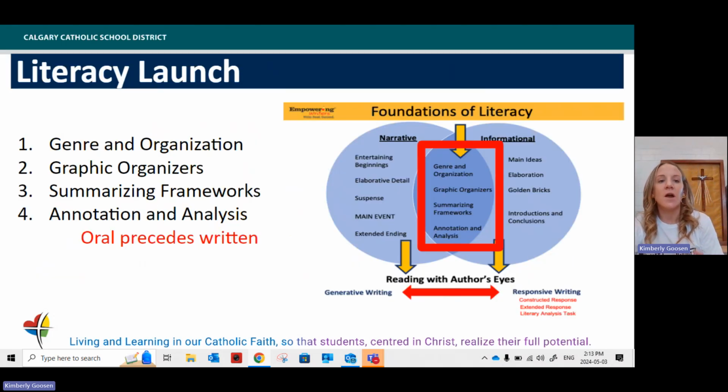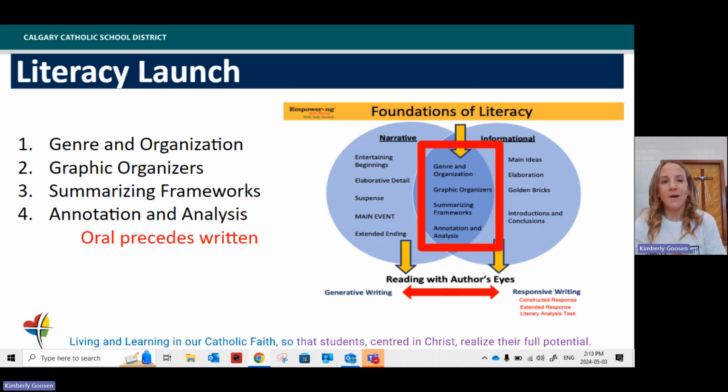So again, the literacy launch was really a great start in September for our teachers to help our students to see what are the differences between a narrative and informational. How is the text organized? How can I quickly create a graphic organizer so that I can understand those features? How do they summarize? And looking at that annotation and analysis piece.